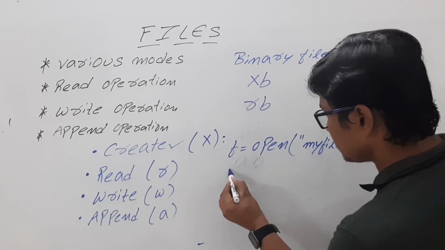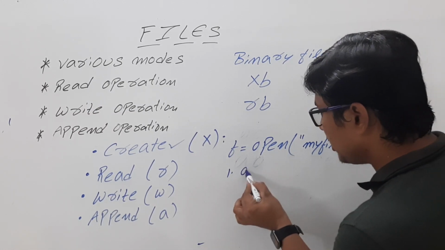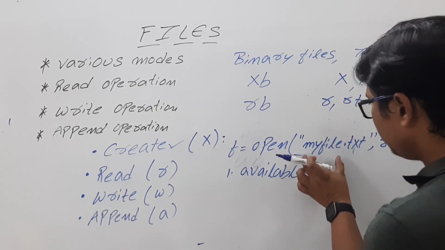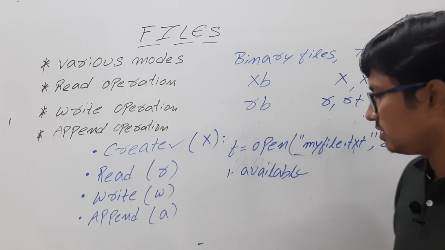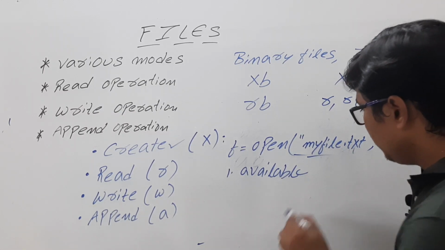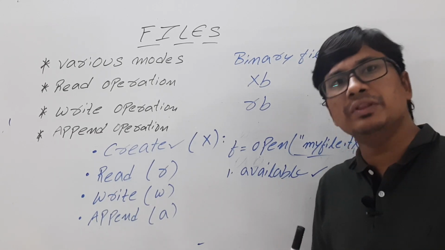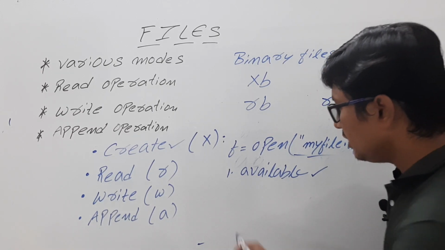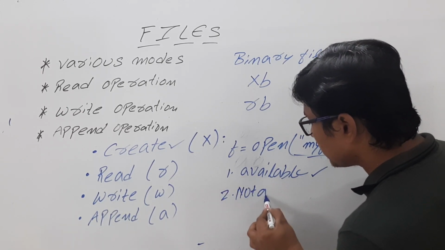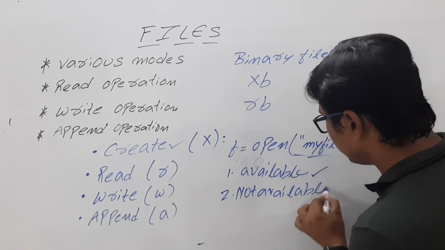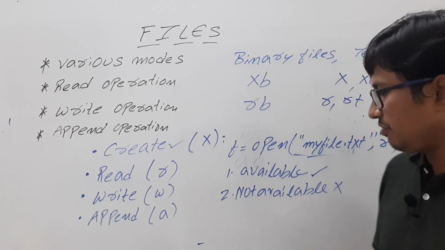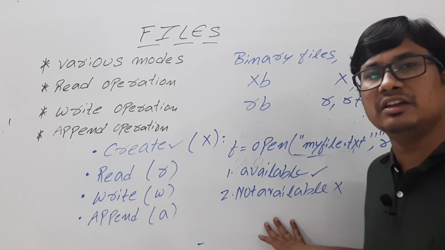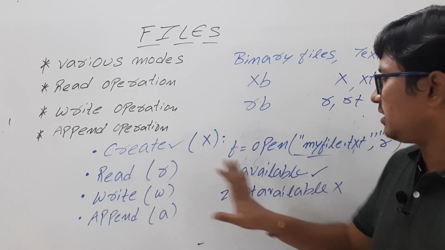Let's take the first scenario. If the file is available in the current folder, you can provide the entire path, or if you want to work with a file which is in the current folder, then you can directly give it like this. If it is available, then it will open the file in the read mode. Then the user can read the information from the file. If the file is not available, then it will give an error for you. Okay, if the file is not available and you are opening the file in the read mode, then it will give an error for you. So this is about the create and the read.